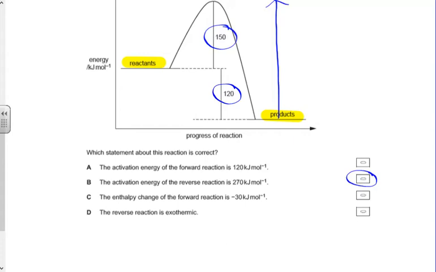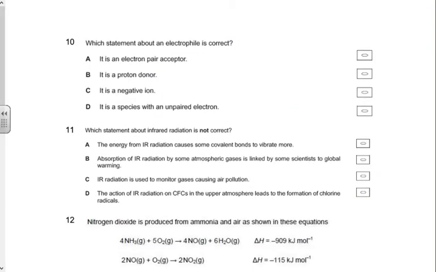C cannot be correct because the enthalpy change of the forward reaction, from the reactants to the products, is minus 120. And the statement that the reverse reaction is exothermic is not correct either, because the reverse reaction will be endothermic. It will have a positive energy change. So that's question 9. Question 10.